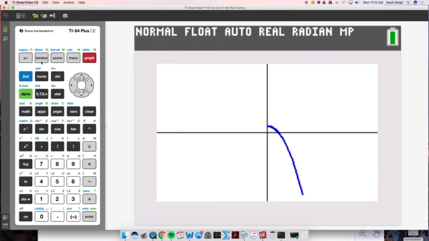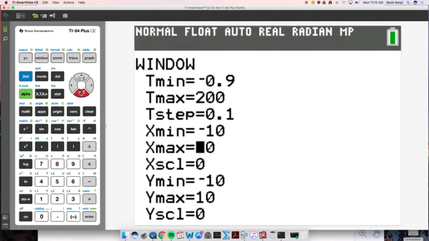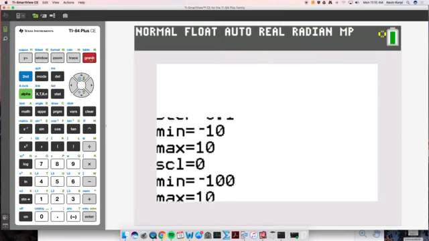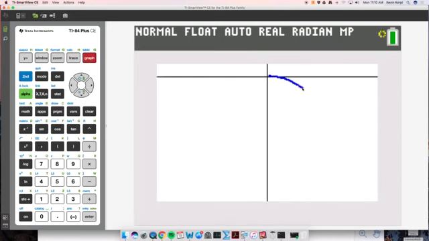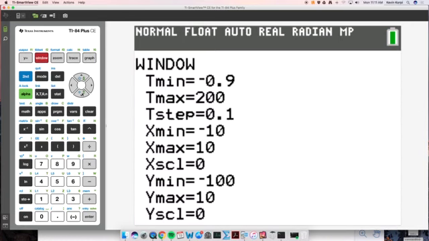Let me change my window now. Let me look a little bit lower. Y min, how about -100? Let's hit graph. Okay, so we know it's approaching (0, 1) as t approaches infinity, but it just stopped. That's where it started.